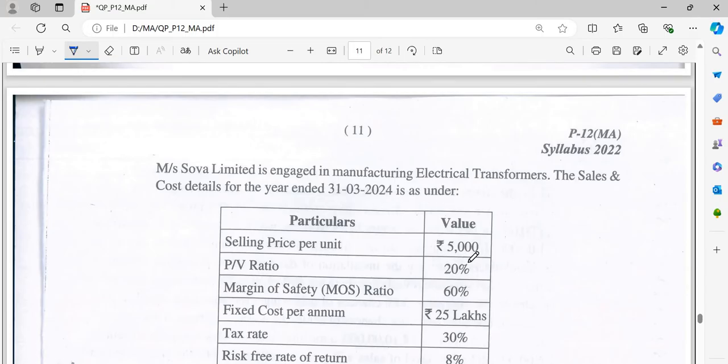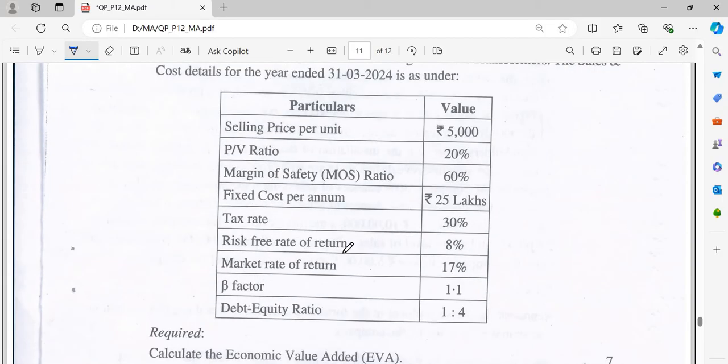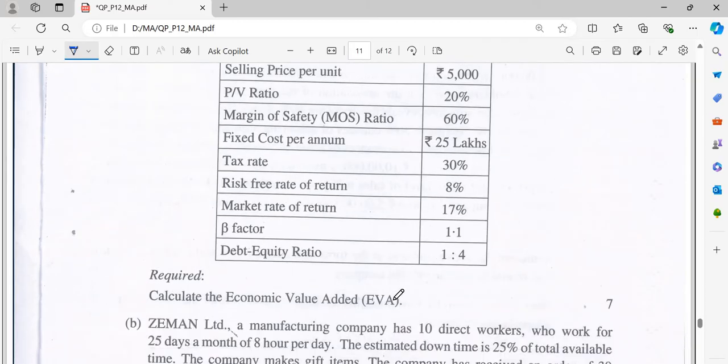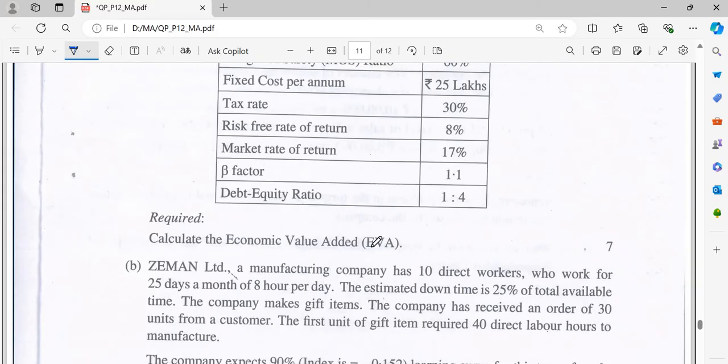Selling price per unit 5,000, PV ratio 28%, margin of safety 60%, fixed cost is 25 lakhs, tax rate 30%, risk-free rate of return 8%, market rate of return 17%, beta 1.1. Debt equity ratio 1:4. Calculate the economic value added. They have asked for calculating economic value added.